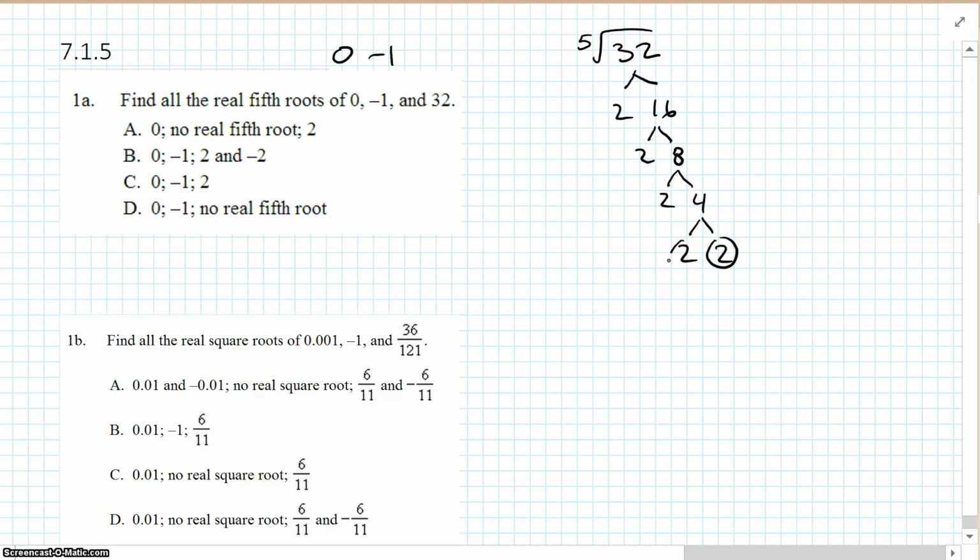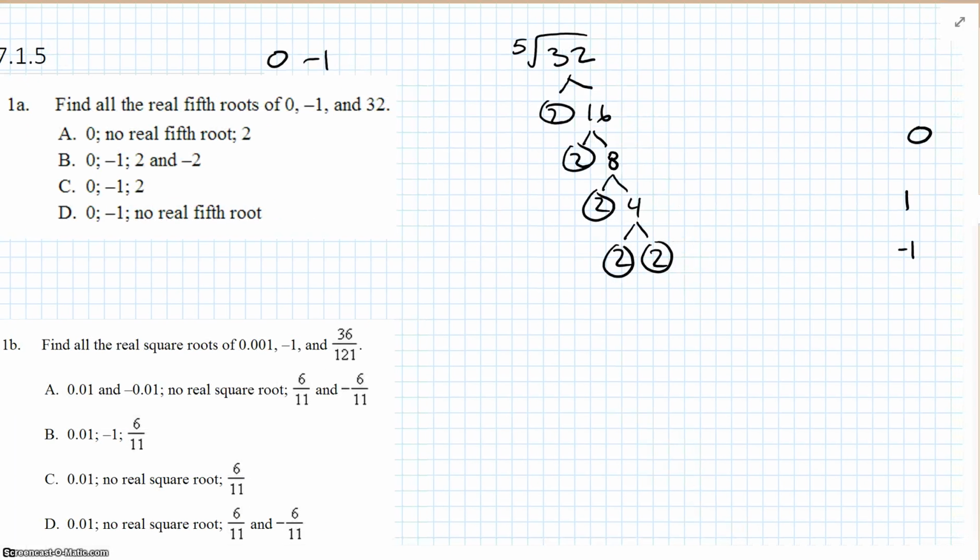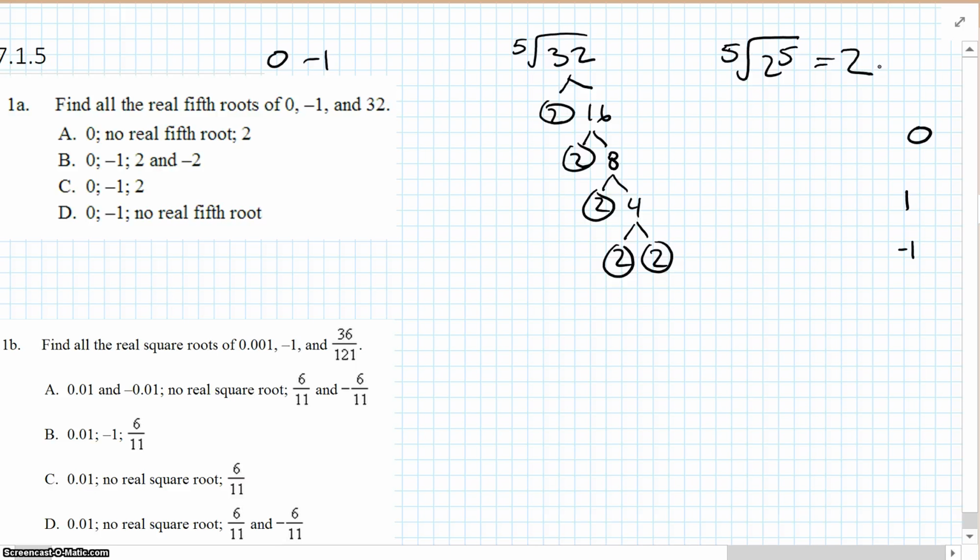So how many 2's do we have prime factored? 1, 2, 3, 4, 5. So I have an index of 5 and a radical sign over 2 to the fifth. Well, how many times does my index go into that exponent? 1 time. So 2 is the fifth root of 32. So it would be 0, negative 1, and 2. So the answer would be C.